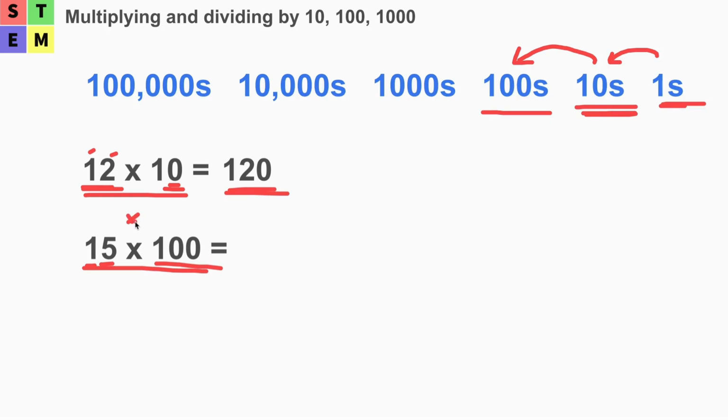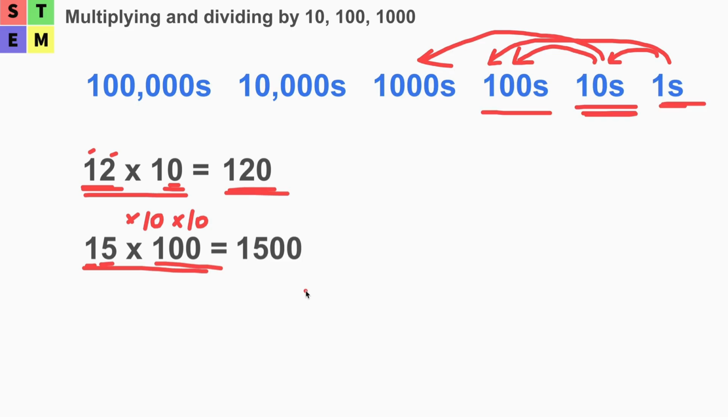Times 10 and times 10 again. So that's times 100, which means we are going to shift 2 places. The 5 shifts to the hundreds place, and the 1 shifts to what? The thousands place. Together we have 1,500. That's times 100.